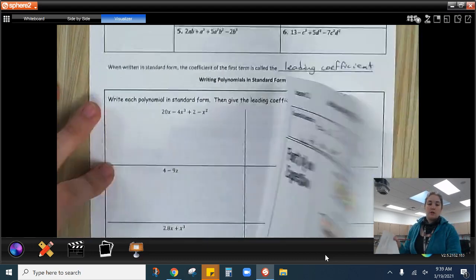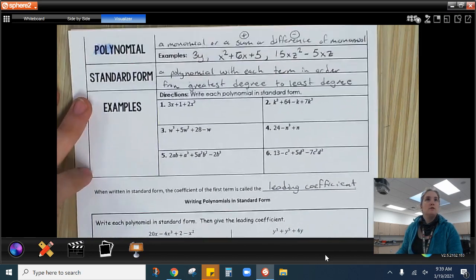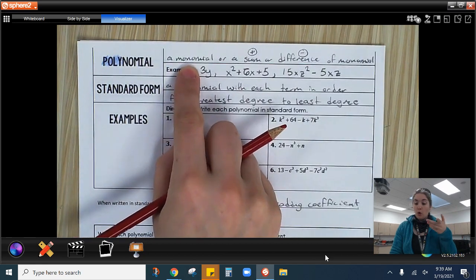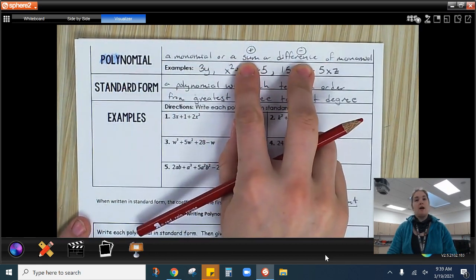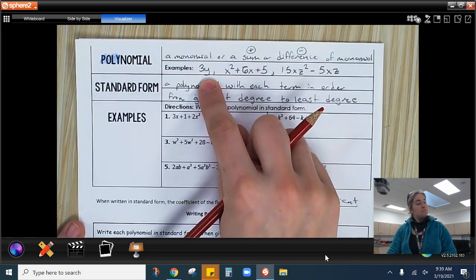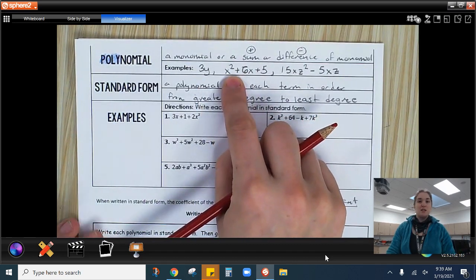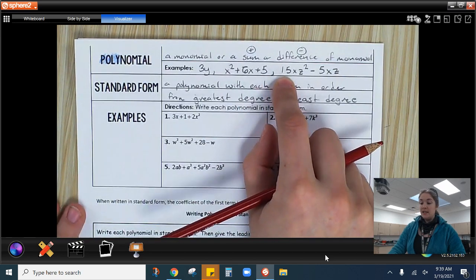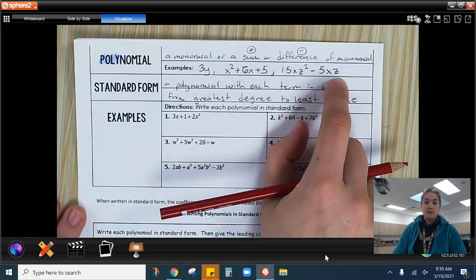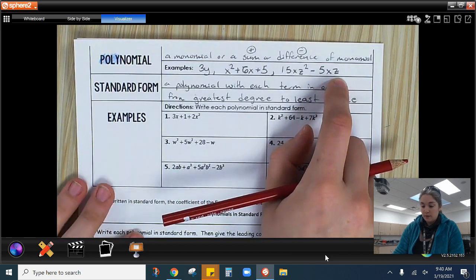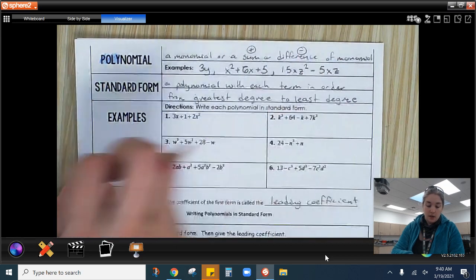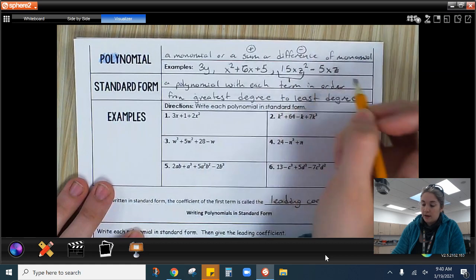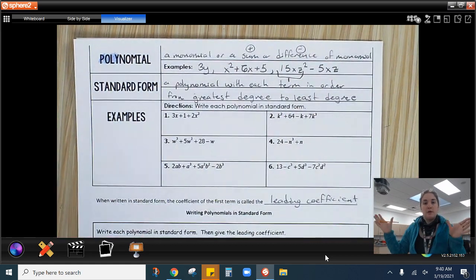All right, we are going to check out our next page. So polynomials. Polynomials is when we have a monomial or we have a sum or a difference of monomials. So I could have 3y, that's a polynomial, or you could have x squared plus 6x plus 5. That's a polynomial. Or 15xz squared minus 5xz, also a polynomial. Each of these is a term. So each monomial in a polynomial is a term.